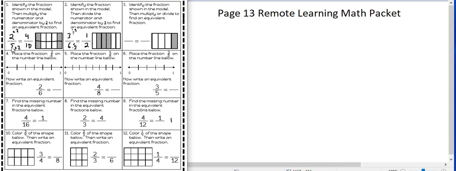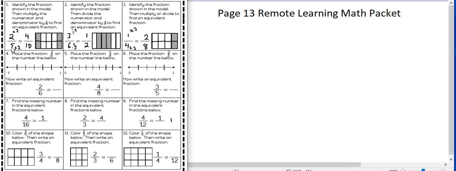Number 3, identify the fractions shown in the model, then multiply or divide to find an equivalent fraction. So 1, 2, 3, 4. 4 pieces altogether. 1 is shaded in. And if I'm given the choice, I'll multiply, and that just demonstrates it there. So times 2, times 2. 1, 2, 3, 4, 5, 6, 7, 8. 4 times 2 is 8. 1 times 2 is 2, and there are 2 pieces shaded in.